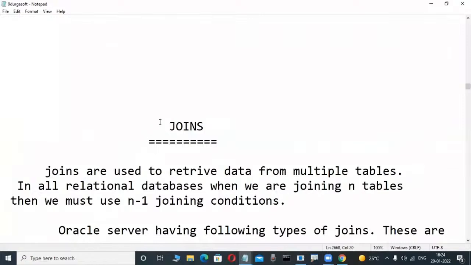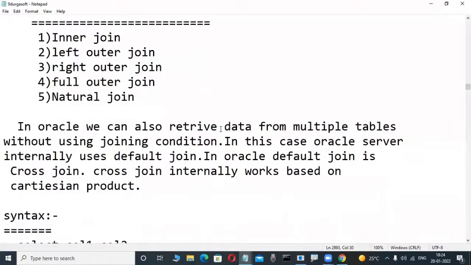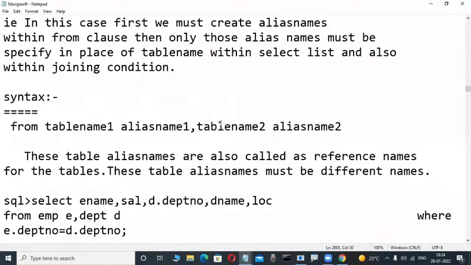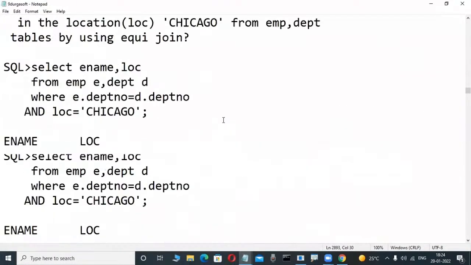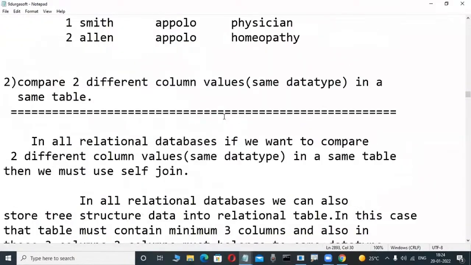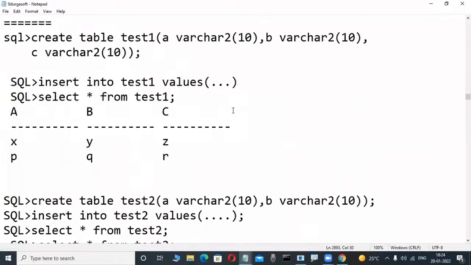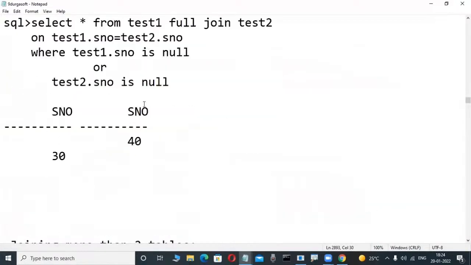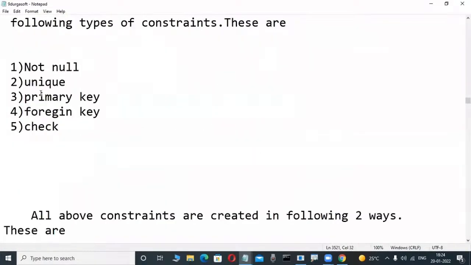Main concept, joins is a concept. Retrieve data from multiple tables. This is SQL language knowledge. Maybe some fellows have an idea about it. Then constraints. In our SQL language, constraints is a concept: primary key, foreign key, check. So many things are there.